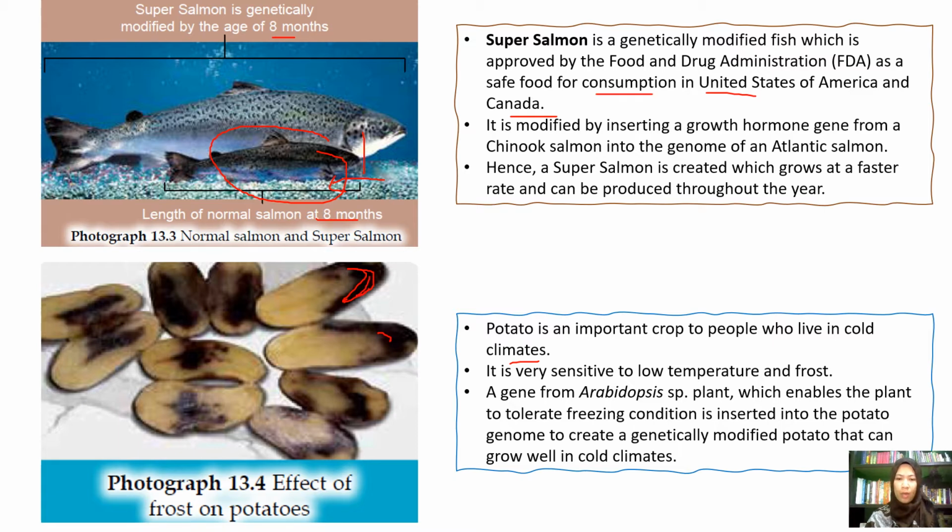So gene from Arabidopsis plant, okay, enable the plant to tolerate freezing condition. Okay, so gene from this type of plant inserted to the potato genome to create a genetically modified potato, so that this potato can grow well in cold climates. Jadi, ubi kentang ni mudahlah nak hidup kawasan yang bersalji dan sentiasa sejuk. Dia takkan jadi warna hitam lah. Okay.